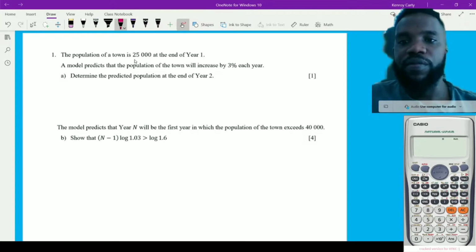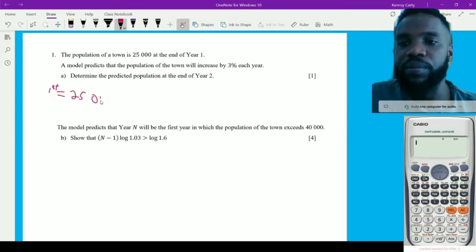It says the population of a town is 25,000 at the end of year 1. A model predicts that the population of a town will increase by 3% each year. Determine the predicted population at the end of year 2. So you have the population at the end of year 1. So that's the first year. For the first year, it's 25,000.